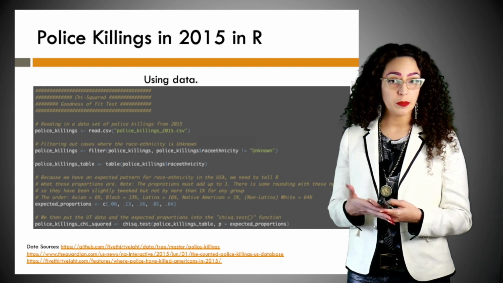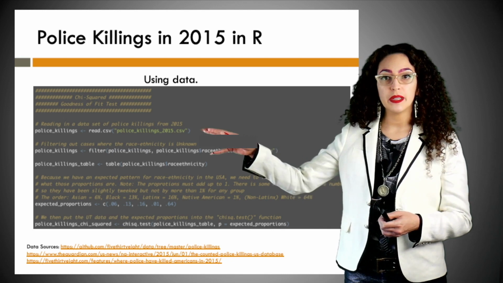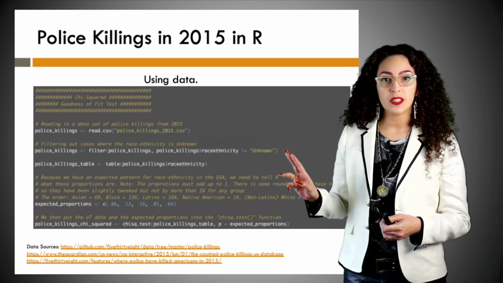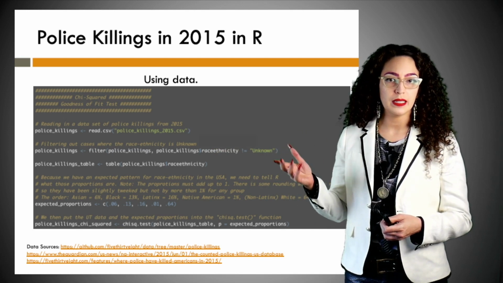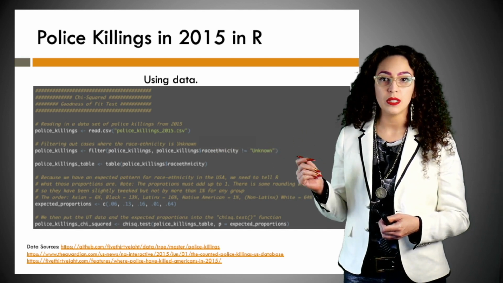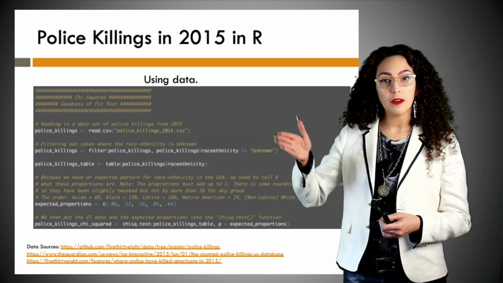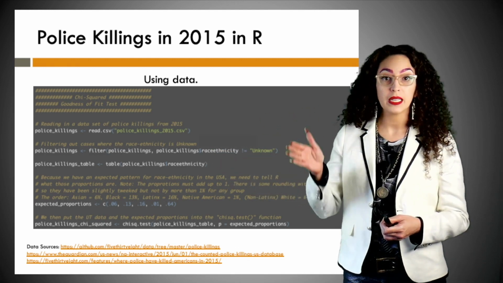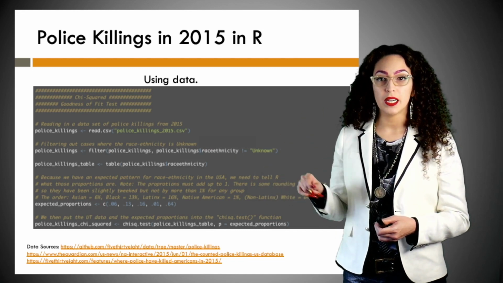It is in Canvas, but you can also go to these links to look at the original data set. First, I'm going to read in the data. Then here, what this function is doing is I'm filtering out any cases that did not have a race or ethnicity listed, so it was listed as unknown. I'm taking those out. And here I'm creating a table that's going to show me how many cases were Black, Asian, Latinx, etc. And I'm going to save that as an object.